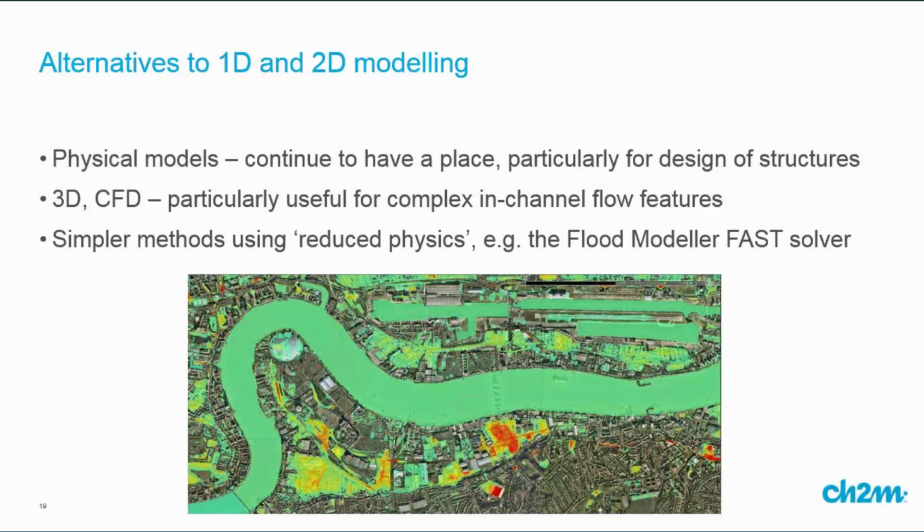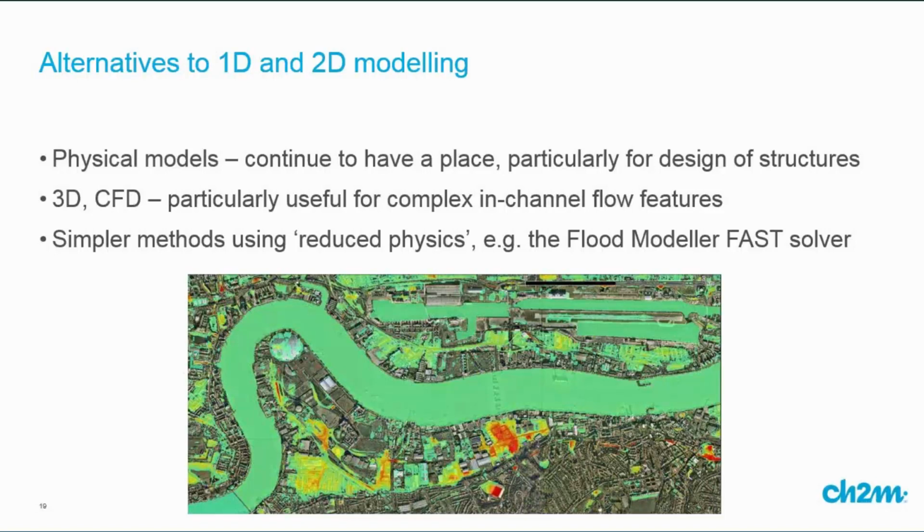An example of one of the reduced physics methods is the FAST solver that's in Flood Modeler, and the image at the bottom here of the Greenwich Peninsula is for direct rainfall in that area, and we've been able to simulate direct rainfall and identify areas susceptible to surface water flooding based on FAST runs very quickly. It won't give you information on velocities and won't deal with the momentum effects, but may be useful for particular types of studies.